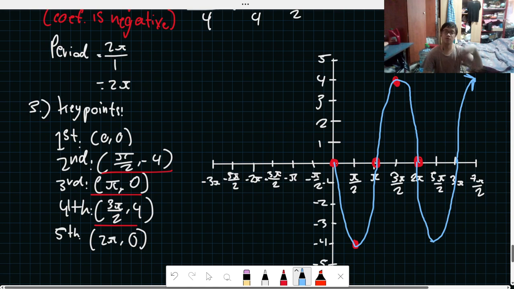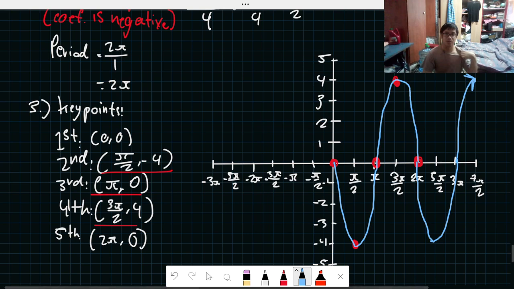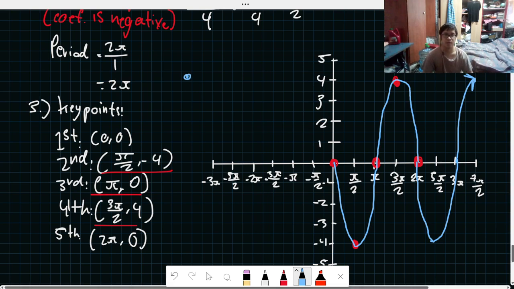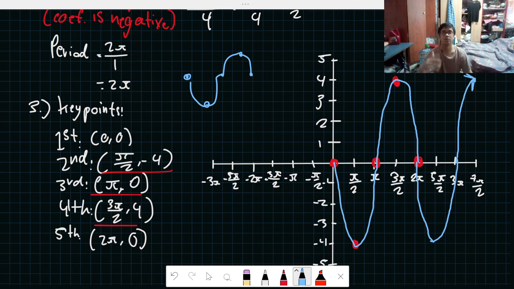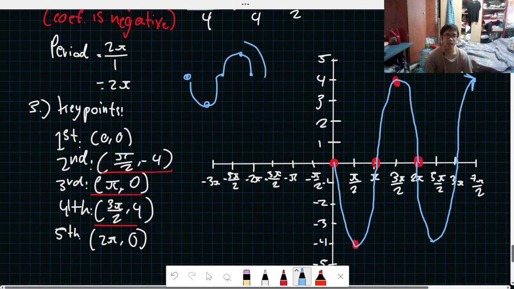Now we'll do the same thing to the left, but in reverse. If you notice on the right side, it's middle, down, middle, up, middle. So here we will do the opposite: middle, up, middle, down, middle. That is what we're going to do.